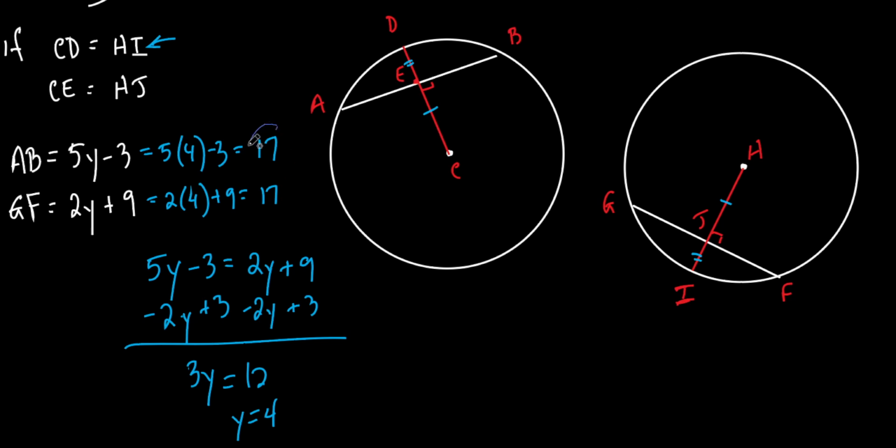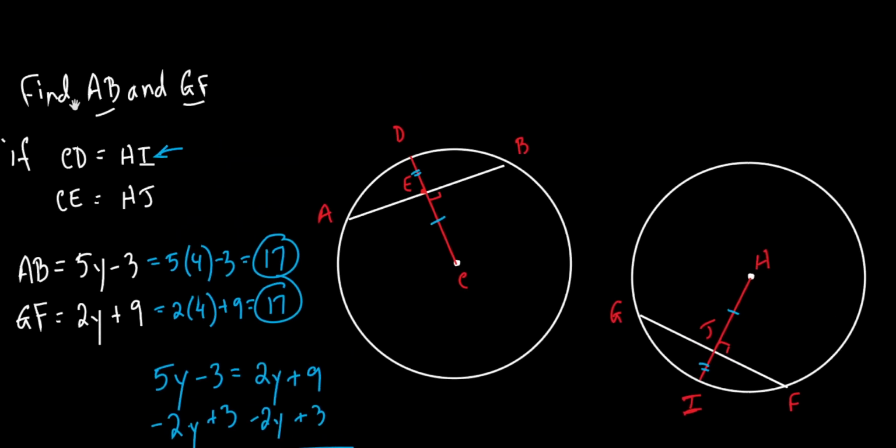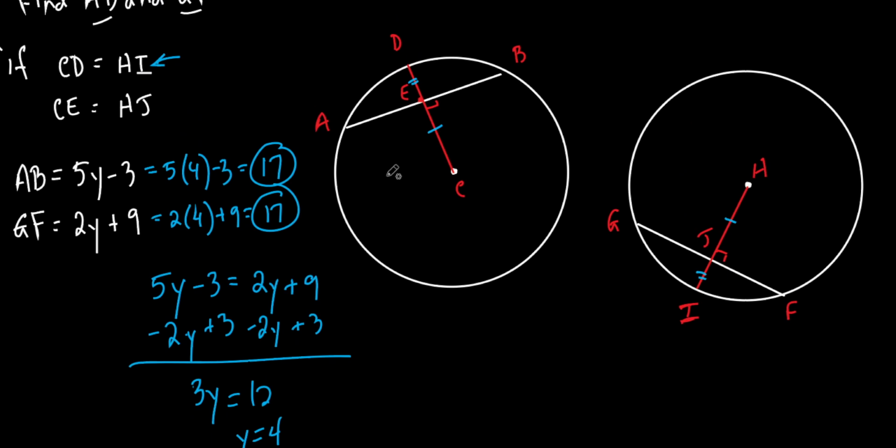And there you go. That's the length of AB, and that's the length of GF, and that's what they ask you to solve for, isn't it? They said find AB and find GF. If you wanted to get a little fancier, they could also ask you to find AE. What would AE be equal to?